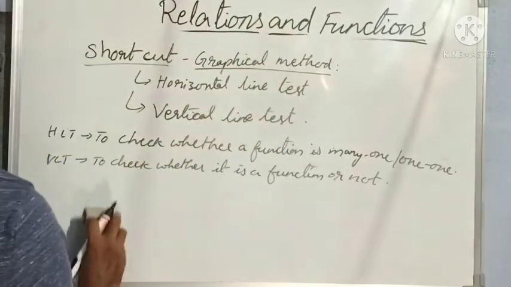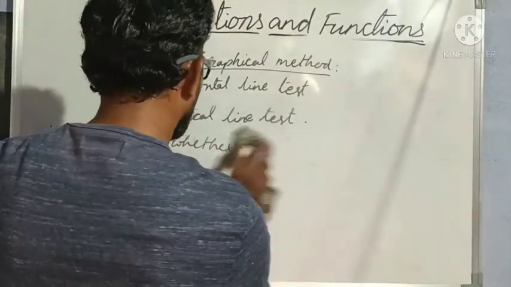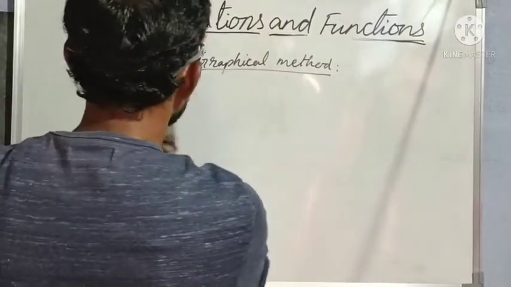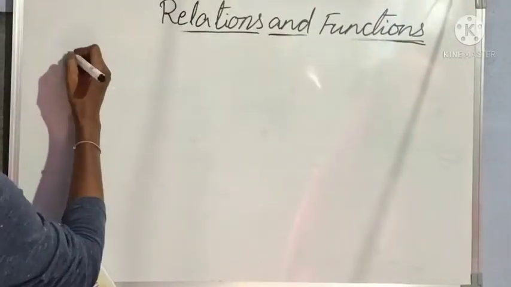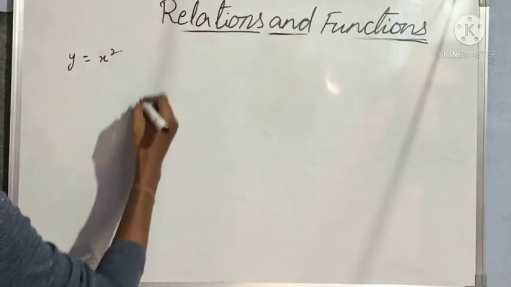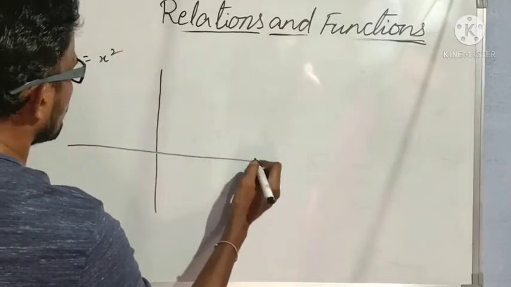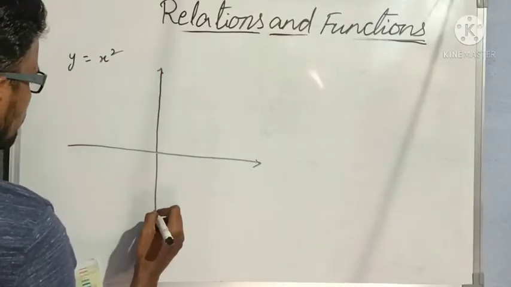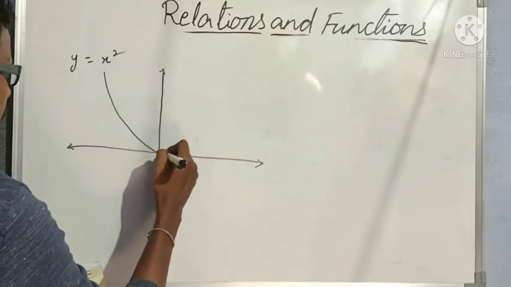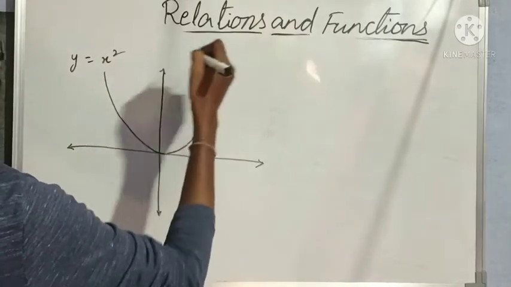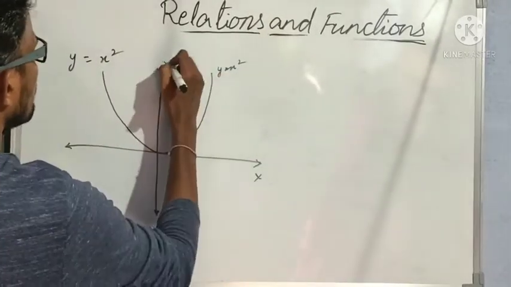Okay, so let us take some examples and find out whether it is one or many one. Same examples I am taking. y is equal to x square. So how is the graph of y is equal to x square? It's a parabola like this. In the chapter on differentiation I have explained how the graph of y is equal to x square looks like this. Yes, this is the graph of y is equal to x square. This is the x axis, this is the y axis.